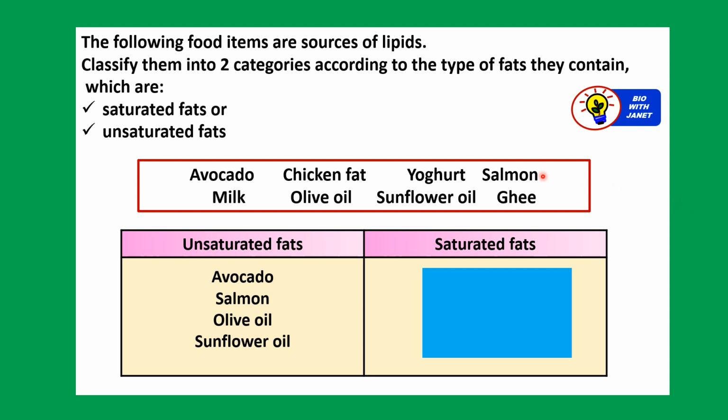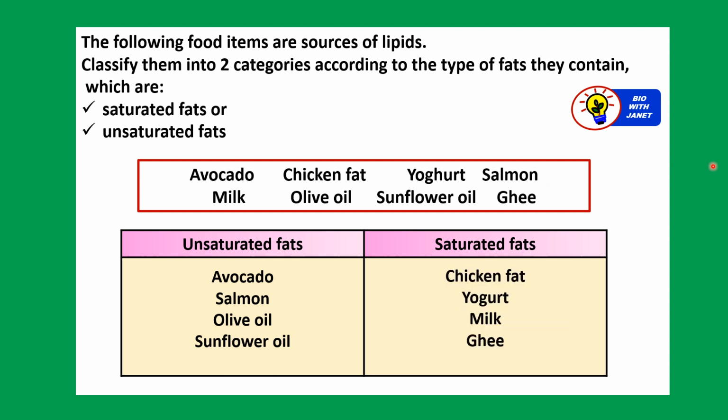Okay, salmon contains healthy fats, the omega-3 fatty acids, right? And it is an exception when you compare to other sources of animal food, animal meat. Fish, the fish called salmon, contains the good fats, the unsaturated fats, okay? The rest are the saturated fats, and these are chicken fat, yogurt, milk, and ghee. All this comes from the animals.